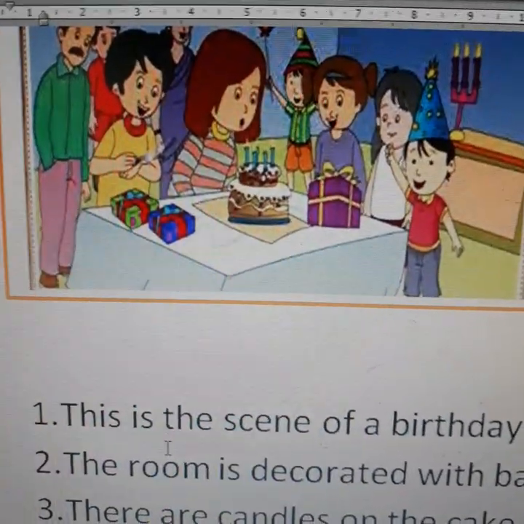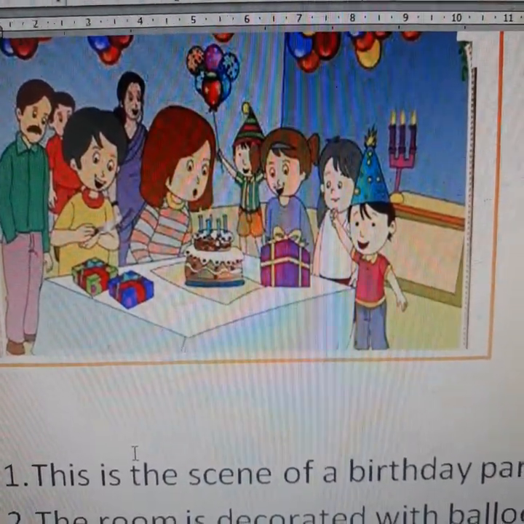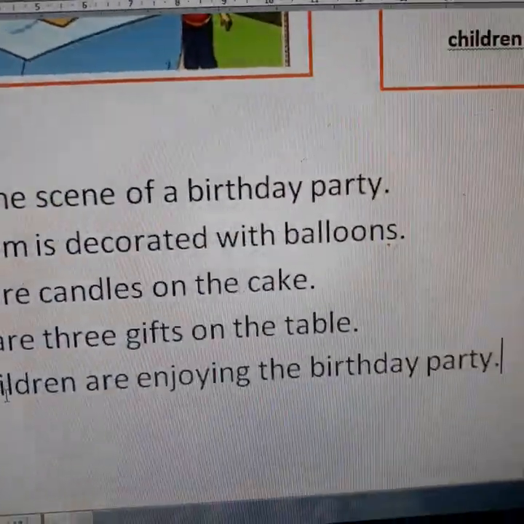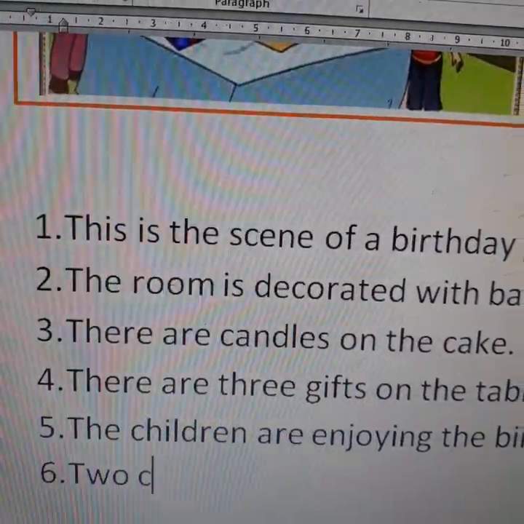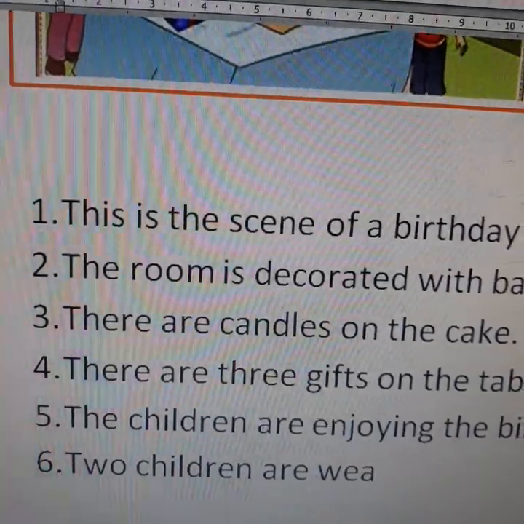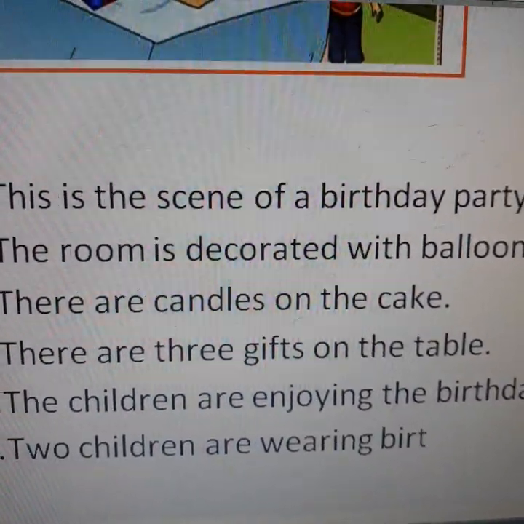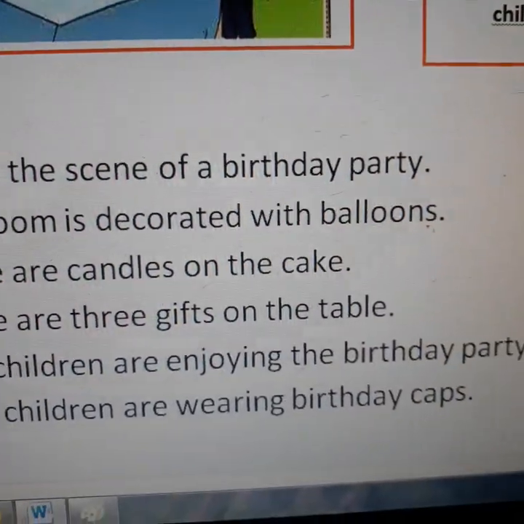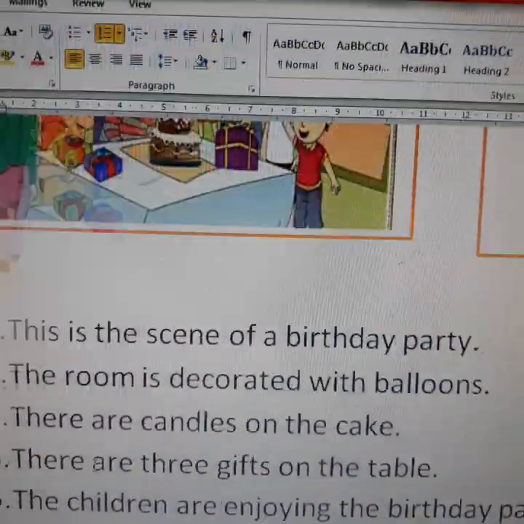What other sentence can you make? Two children are wearing birthday caps. Okay, so again we have framed 6 sentences.